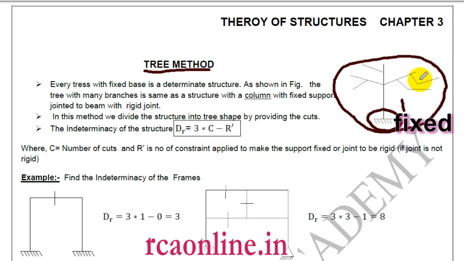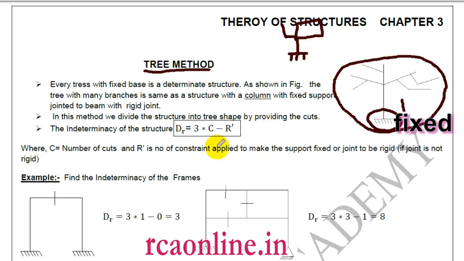Now it is also important that in no tree can you find a closed loop, which means a tree cannot be like this. So you have to take care that in every tree the branches should be open. I will explain how to do it.